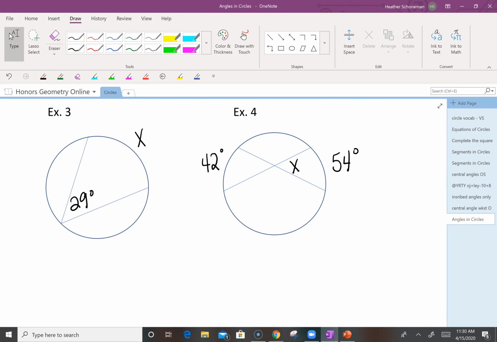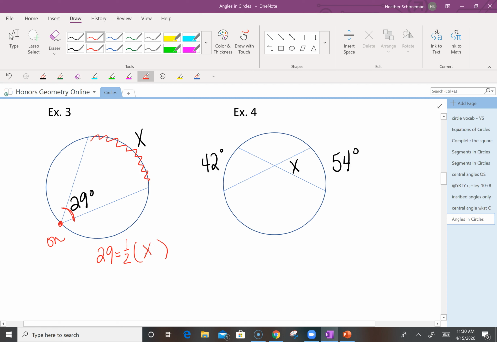Okay, let's look at number 3. Just kidding, I said number 29. Okay, we're looking for the vertex. The vertex is right here on the circle. So when it's on the circle, the angle that is closest to the vertex, which is 29, is going to equal 1/2 of the intercepted arc. Here's the intercepted arc, so it equals 1/2 of x. To solve, we're going to multiply both sides by 2. That gets rid of the 1/2, and 29 times 2 gives us 58. So x is 58.